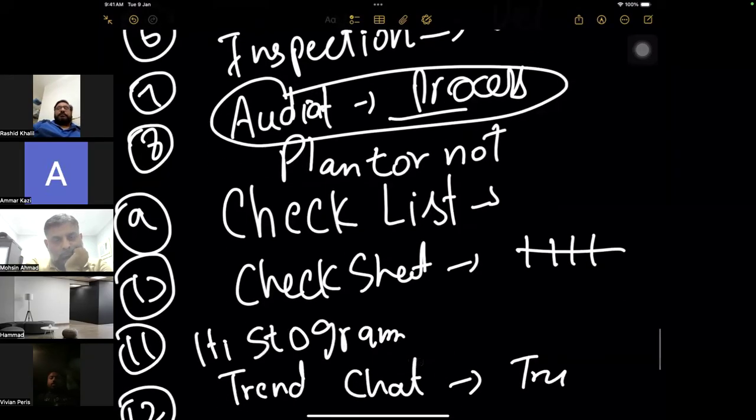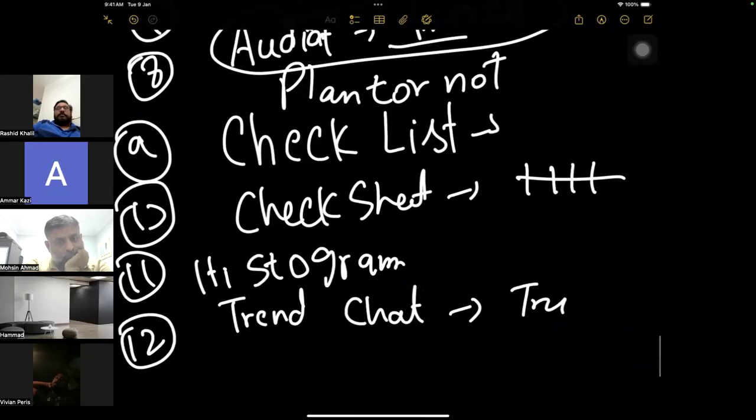Checklist shows the sequence of steps. This is there, this is not there. Check sheets: we identify the mistakes 1, 2, 3 and put them there. Histogram, frequency distribution. Trend chart: as we move forward along time, we see what the trends of those things are.